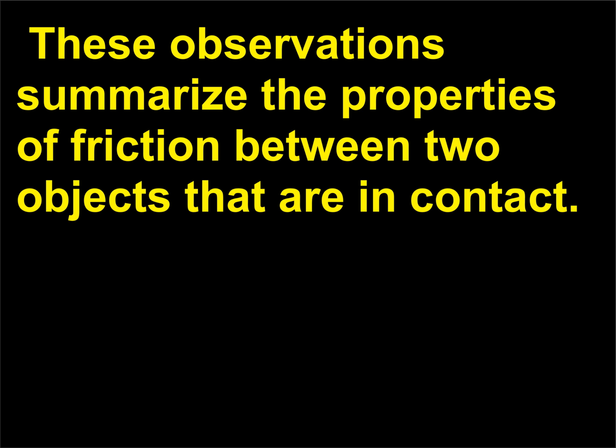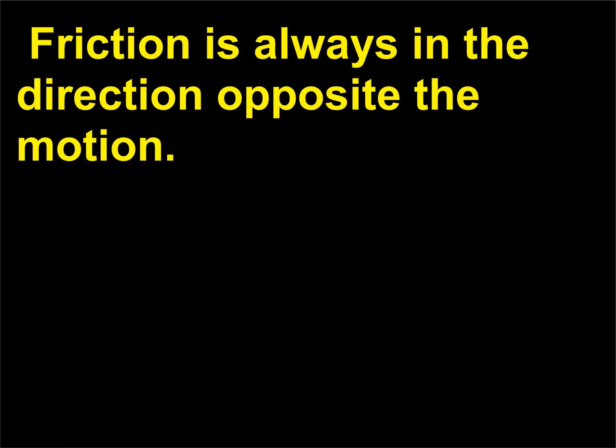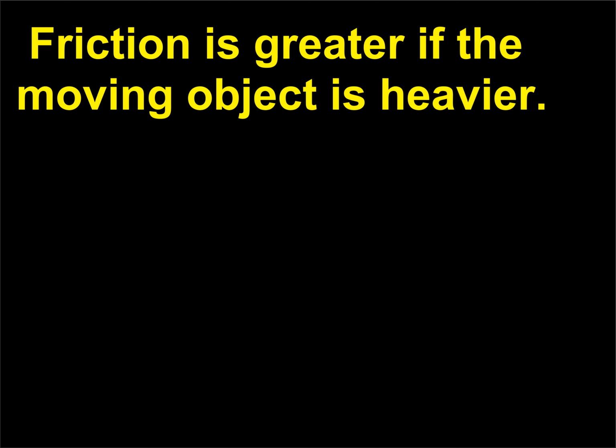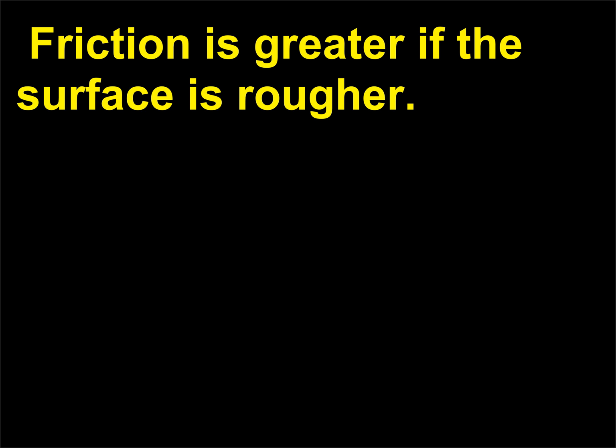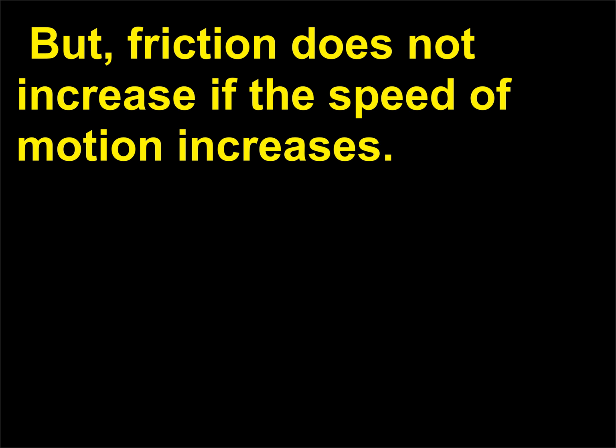These observations summarize the properties of friction between two objects that are in contact. Friction is always in the direction opposite the motion. Friction is greater if the moving object is heavier. Friction is greater if the surface is rougher. But friction does not increase if the speed of motion increases.